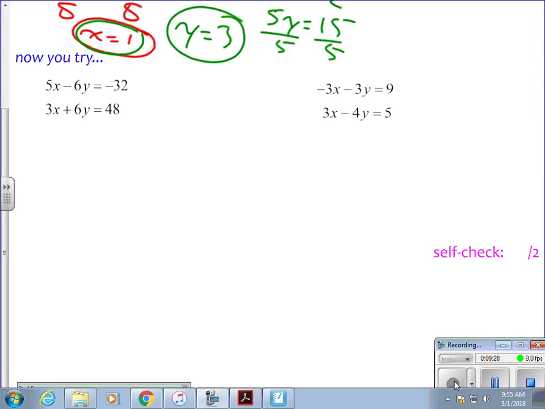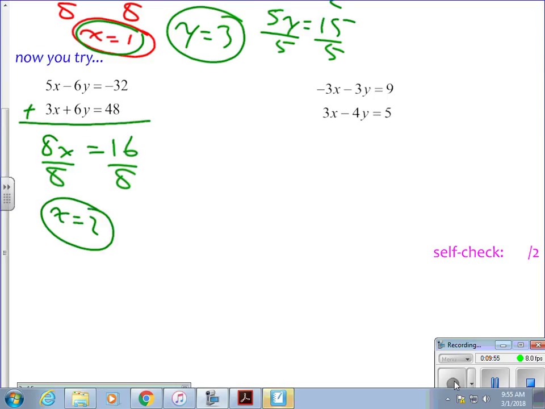So here we go. First one. Add them together. 5x plus 3x, 8x. Negative 6y plus 6y. Y's are gone. Negative 32 plus 48 is 16. So 8x equals 16. Divide by 8, x equals 2. Okay.